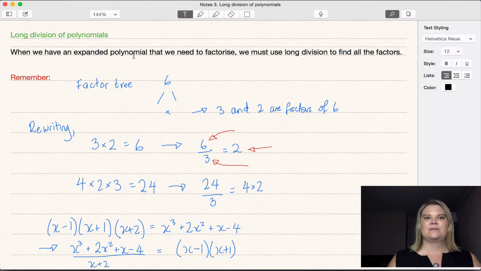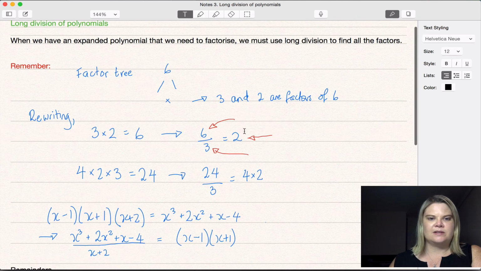When we've got an expanded polynomial written out that we need to factorise, the only way you can do it is to use long division to make sure you find all of the factors. So we're looking at something like this, a fully expanded polynomial that we're trying to put back into writing out its three factors. The way we do that is through using long division.